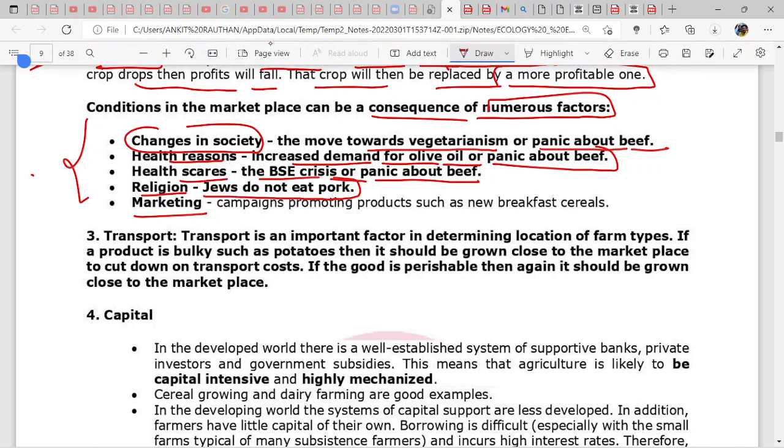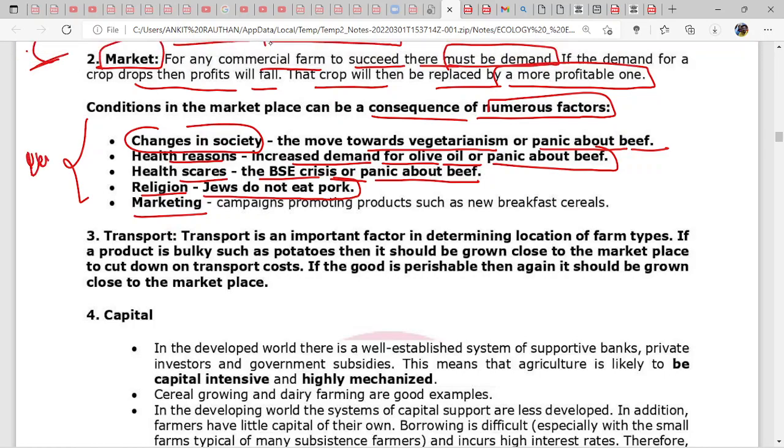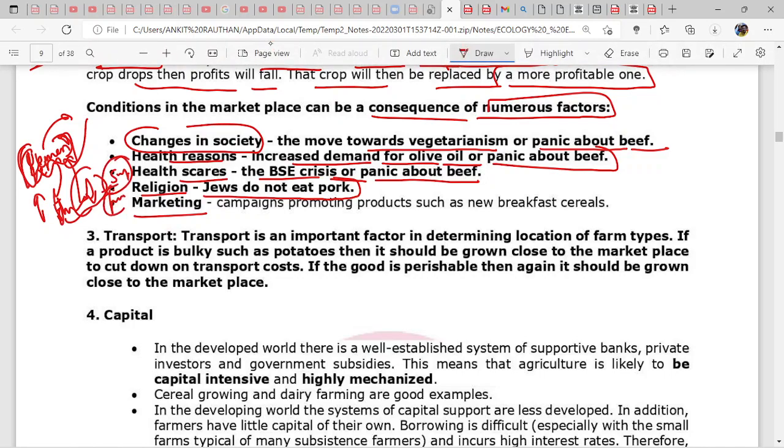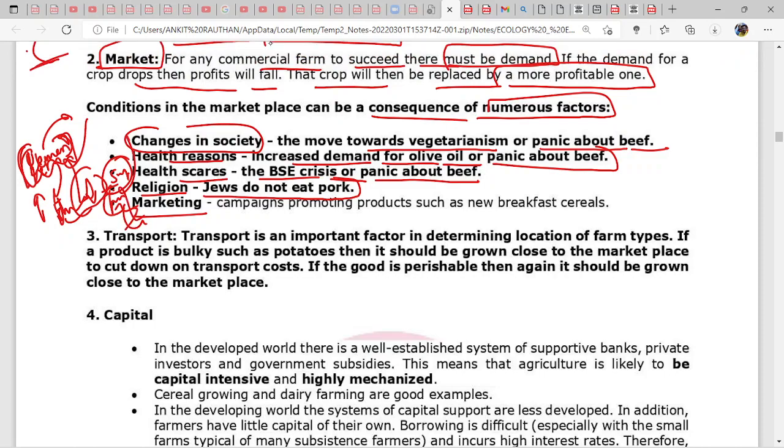Like in today's time, lemon is getting expensive. People are shifting away from lemon. Its rate is further increasing, but demand is decreasing. So it will ultimately affect the supply and the price that farmers will get. I hope you are all understanding this. This is not a very major topic which we have to delve into, but just see the keywords.